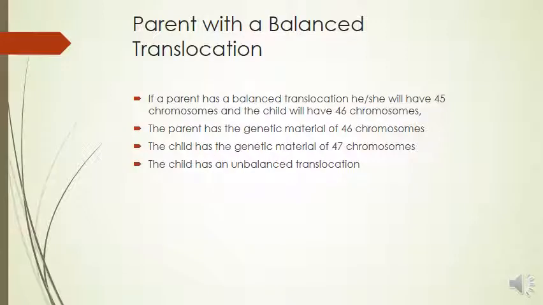If you look at a parent that has a balanced translocation, he or she will have 45 chromosomes and the child will have 46 chromosomes. The parent has the genetic material of 46 chromosomes. The child has the genetic material of 47 chromosomes. The child has an unbalanced translocation.